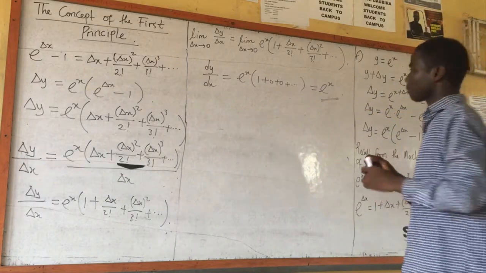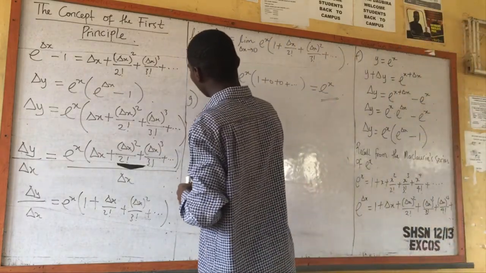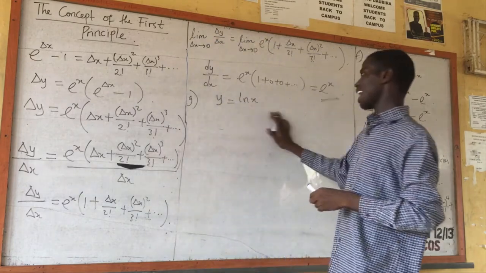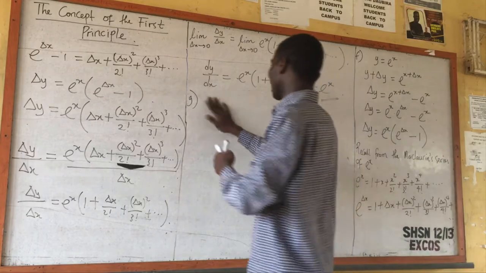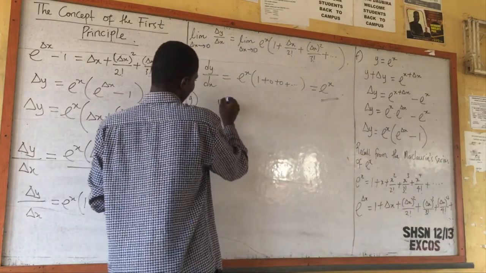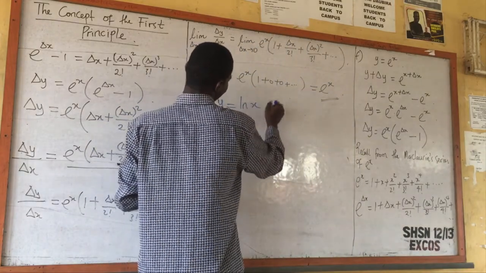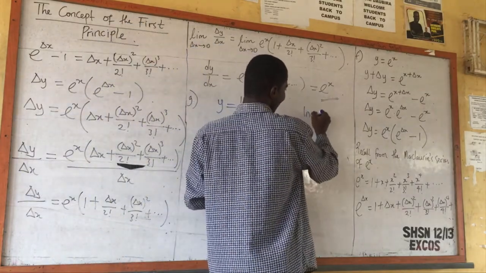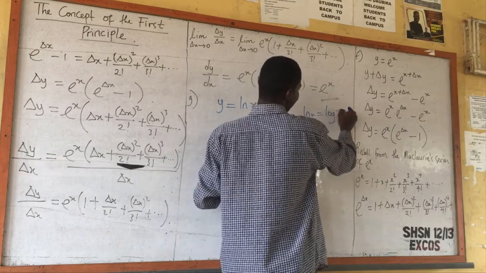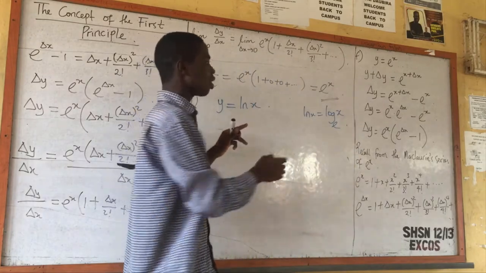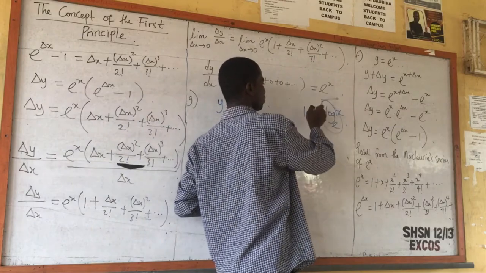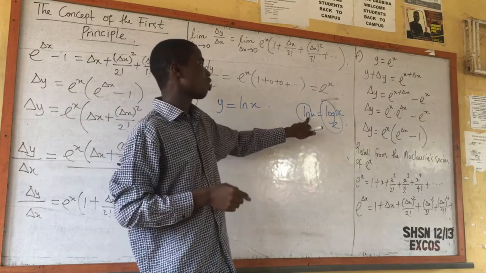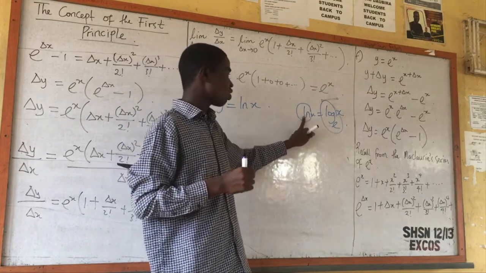Now the next example, G. y equals ln s. That will be the next example. Let me first tell you what ln means. If they say ln s, it means log s base e. So log to base e is what we call ln. So that is a log function, it's a logarithm function.